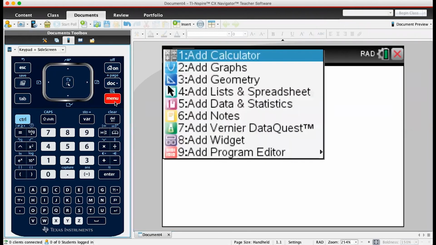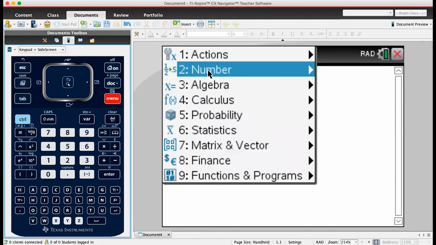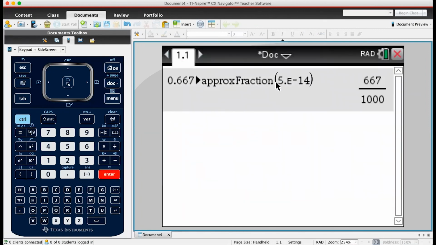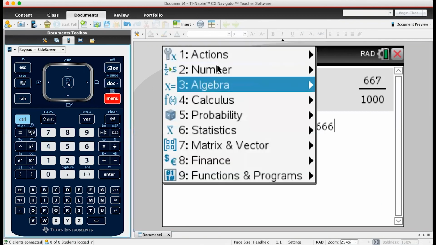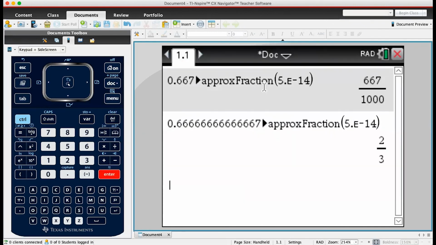From the home page, we're going to go to menu, add calculator. Remember the calculator gave us 0.667. Press menu, go to number, approximate to fraction. You can see it gives us something weird, 667 over 1,000. That's because this number is read 667 thousandths. So let's try this again, but enter in a bunch of sixes. Just keep going, 66666 across the page. Now do menu, number, approximate to fraction again, hit enter. You see it now recognizes that decimal as 2/3.